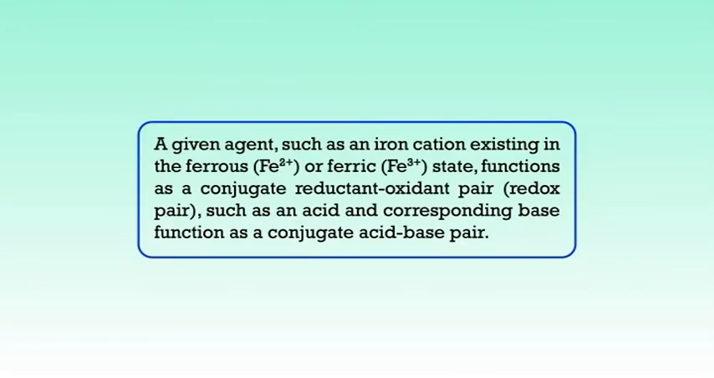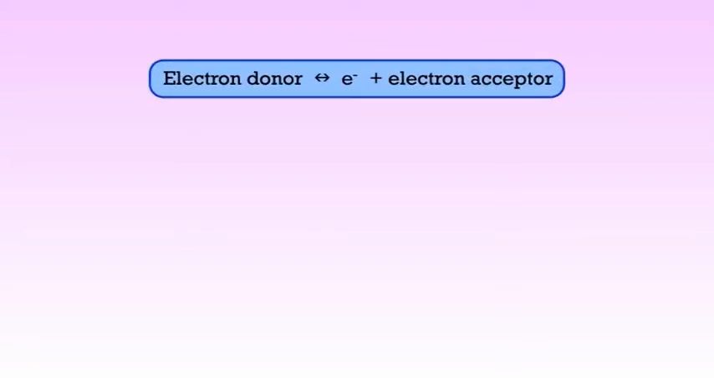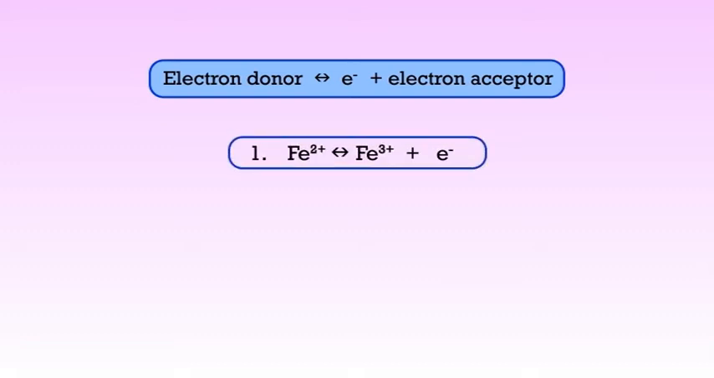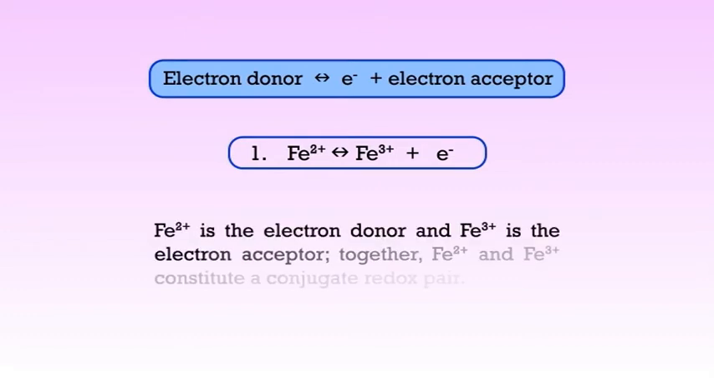A given agent, such as an iron cation existing in the ferrous state or ferric state, functions as a conjugate reductant-oxidant pair, which we call the redox pair, just as an acid and corresponding base function as a conjugate acid-base pair. In redox reactions, we can write a general equation: the electron donor gives 1 electron plus an electron acceptor. In the reversible half reaction number 1, which we just saw, the ferrous ion is the electron donor and the ferric ion is the electron acceptor. Together, the ferrous ion and the ferric ion constitute a conjugate redox pair.